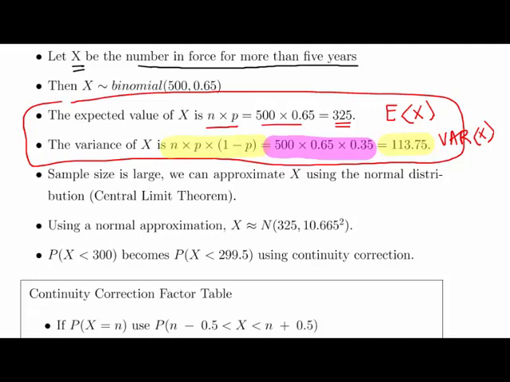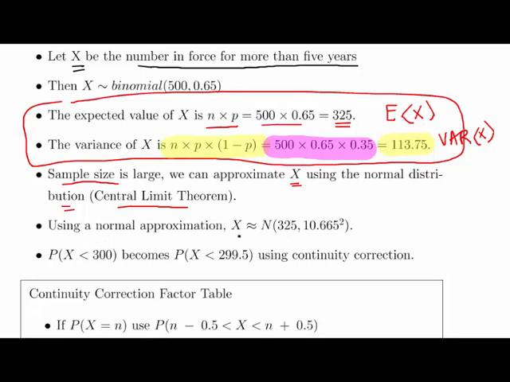Now we're going to evaluate this using the normal distribution, so we have to justify it a little bit. n, the sample size here, is very large, it's 500, so we can approximate X using the normal distribution. Make a quick mention of the central limit theorem, the theorem that provides the basis for using the normal distribution to approximate the binomial distribution, just to demonstrate that you know where it's coming from. Just put in a little sentence to go for the A1 answer.